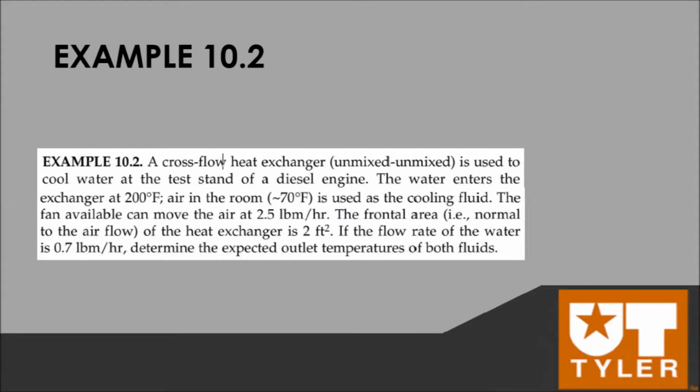In example 10.2, the water enters an unmixed type closed-flow heat exchanger at 200 degrees Fahrenheit with a flow rate of 0.7 pounds per hour, and the air used as cooling fluid enters at 70 degrees Fahrenheit with a flow rate of 2.5 pounds per hour. The frontal area is 2 square feet. The question is asking about the outlet temperature for both fluids.